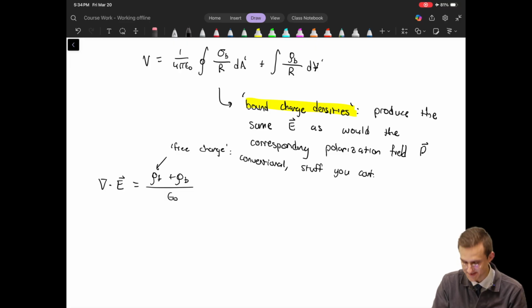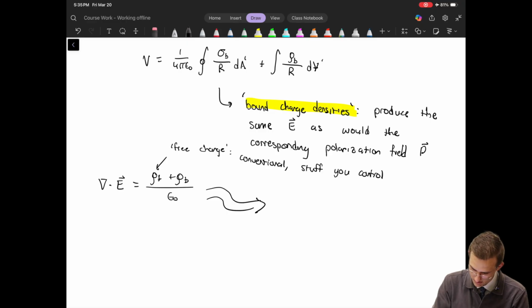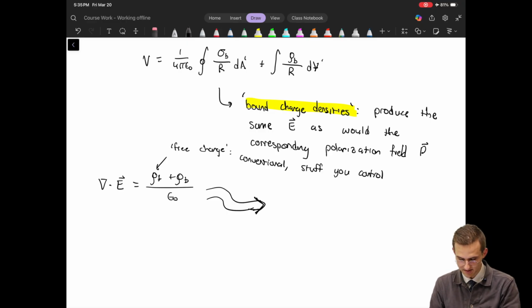But the bound charge has all that really complex stuff going on inside of the matter, with it becoming polarized at the microscopic level by fields that are incident on the matter, okay? And so what we then do is this: we move the bound charge into Gauss's law, right?